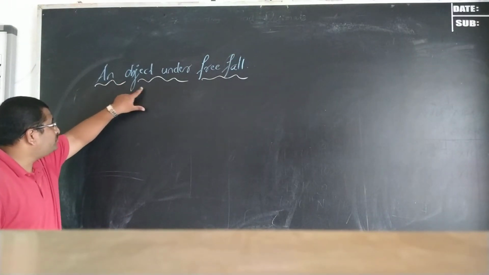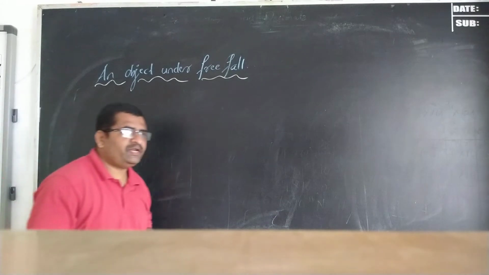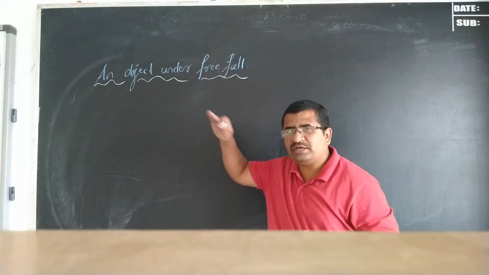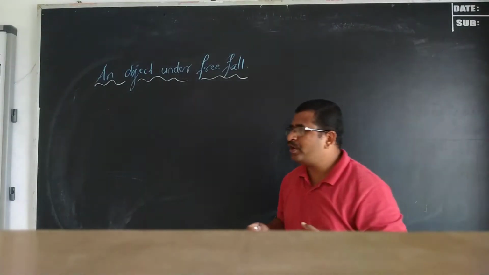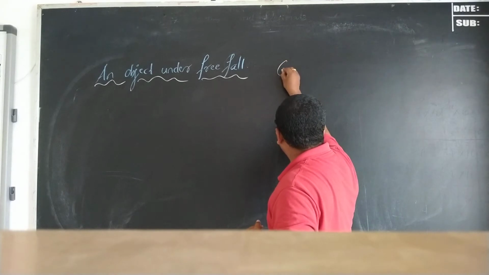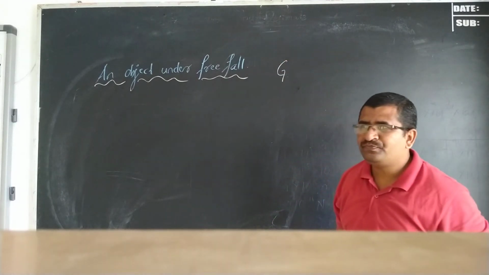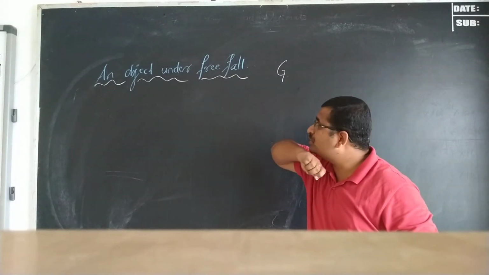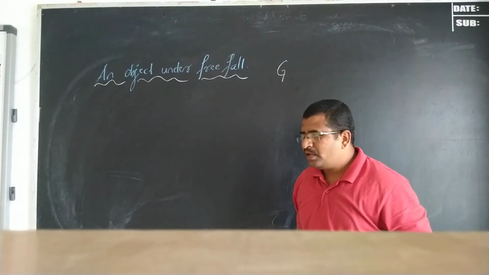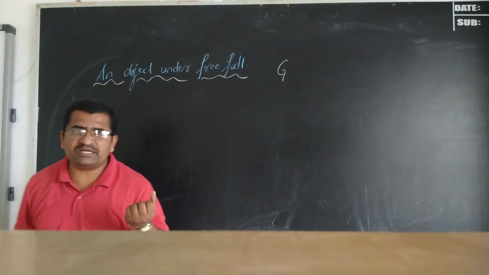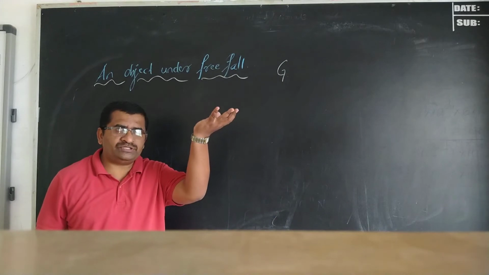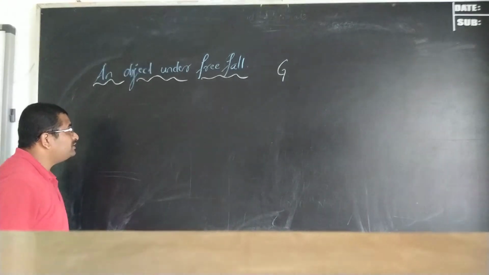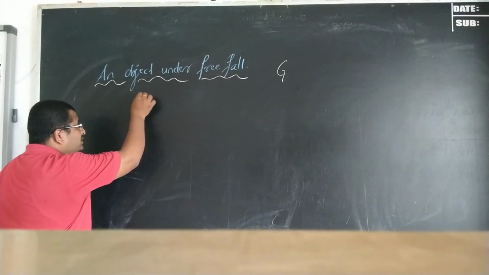Today I am explaining the concept of an object under free fall. Yesterday I explained Newton's universal law of gravitation, and we understood the gravitational constant capital G. This concept concerns an object which is under free fall from a certain height onto the ground, so that it is influenced by the acceleration due to gravity.